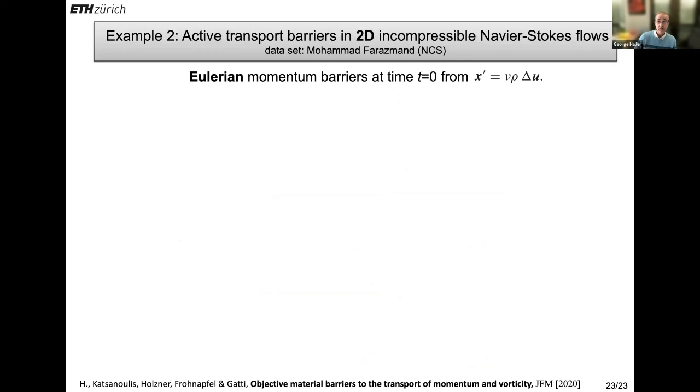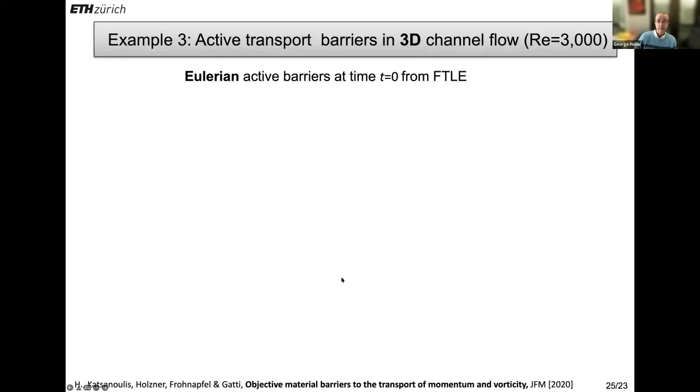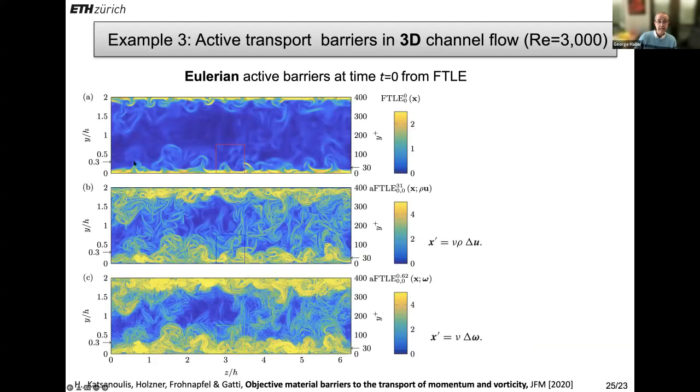Let me just conclude showing you how this works, say, in a 3D channel flow. This is if you did instantaneous FTLE on a 3D channel flow, which means you take the instantaneous limit of the FTLE, which is the rate of strain. This is one time slice, and you calculate the rate of strain from that, and this is the limit of the FTLE, objective Eulerian coherent structures. If you run the active FTLE on it, which basically means you take the same time slice, but now you take the Laplacian of that time slice, okay?